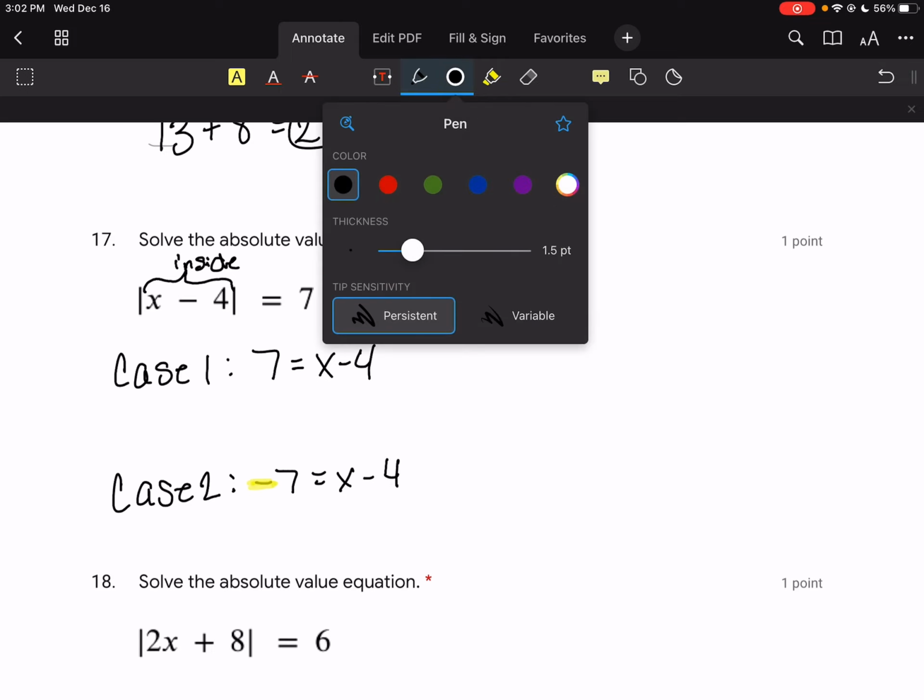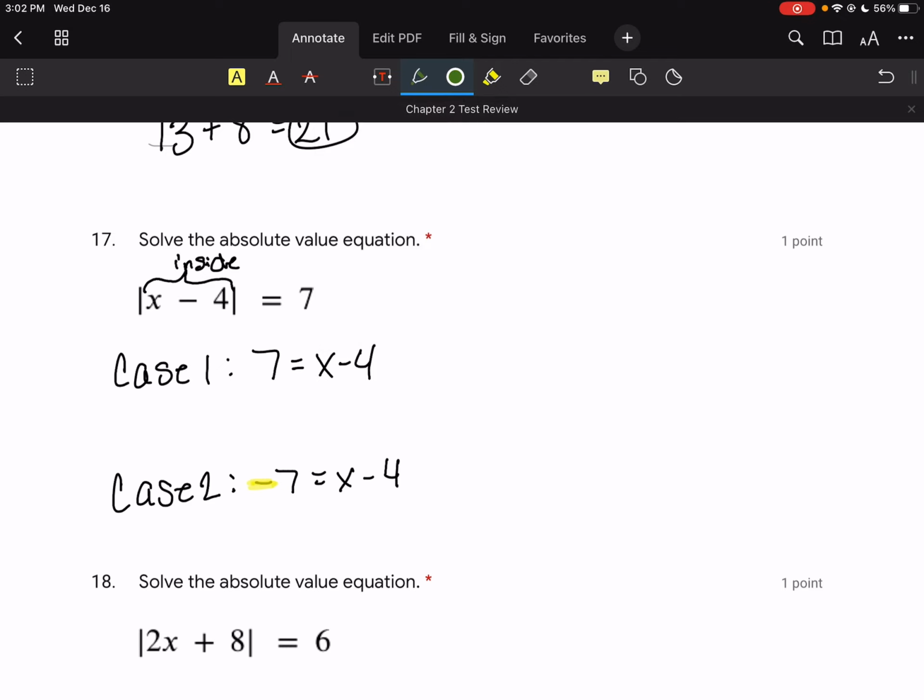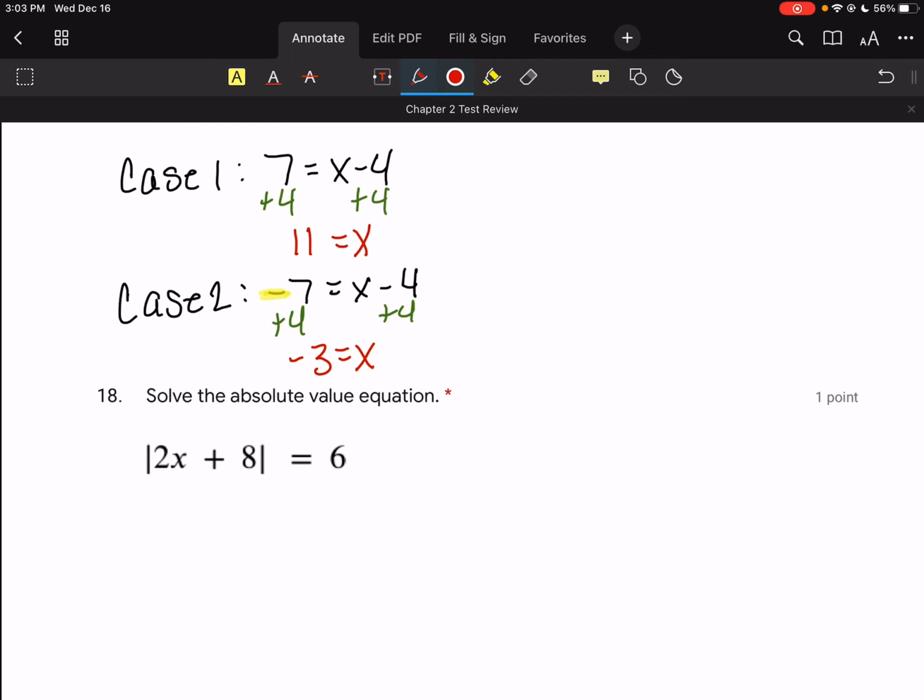So I'm going to add 4 to both sides for both cases. And for case 1, I'm going to get that x is equal to 11. And in case 2, I'm going to get that x is equal to negative 3. Notice these are not the same values. A lot of you find one of them and just tell me it's the positive and negative. That does not always work. Make sure you solve both cases.